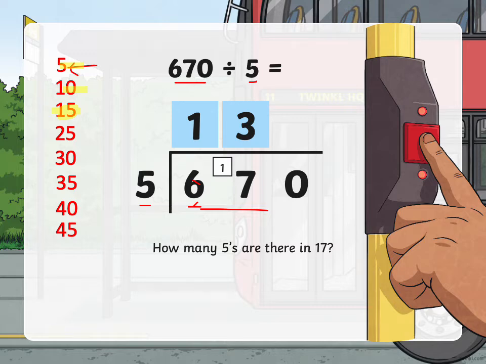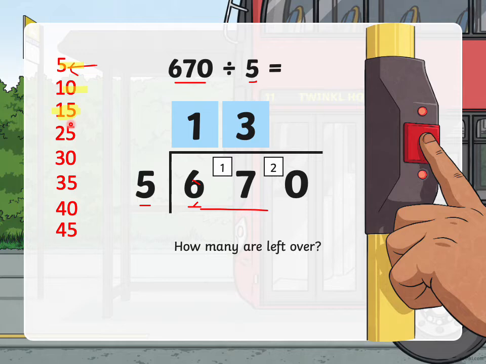Now we didn't take all of the 17. We took only 15. So how many remain? We have 2 remaining. So we regroup it with the 0. Now this became 20. Now 20 divided by 5. Search for the 20 in table 5.